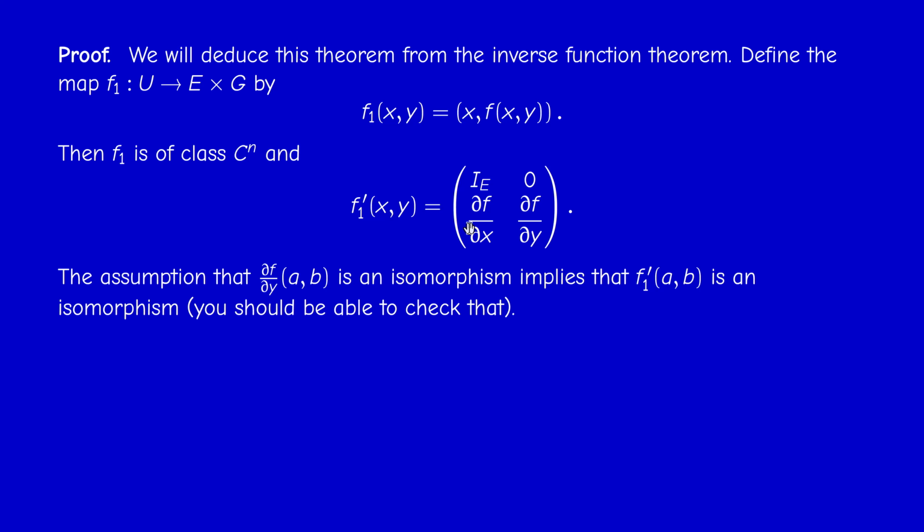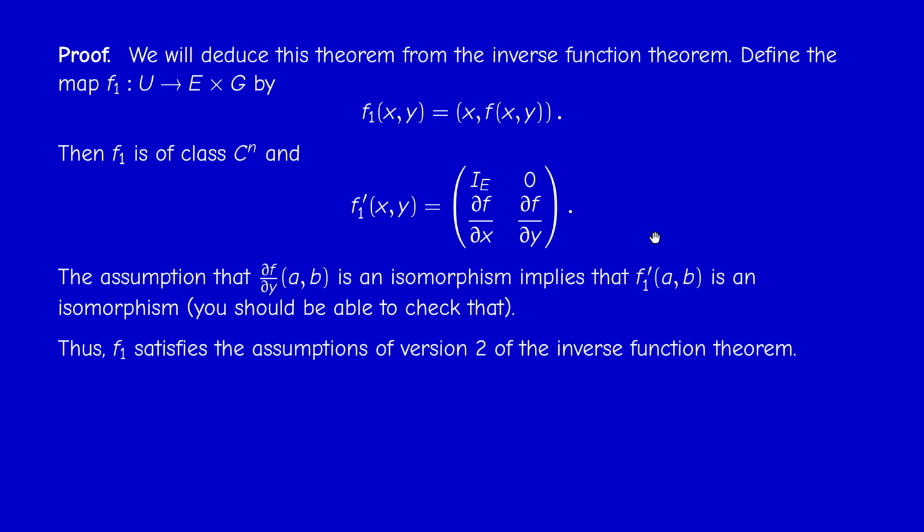Okay, so if you want to remember that, suppose that you have numbers here instead of operators, then you get 1, partial derivative 0. So the determinant of this matrix is just the partial derivative of f with respect to y, and it's not 0. So this matrix is invertible.